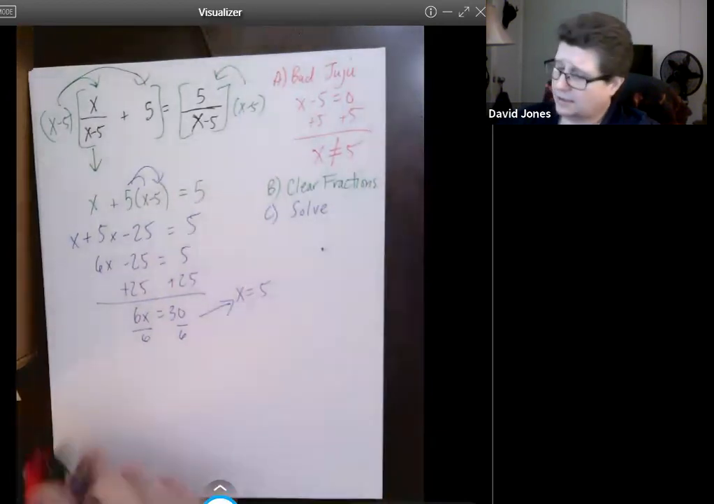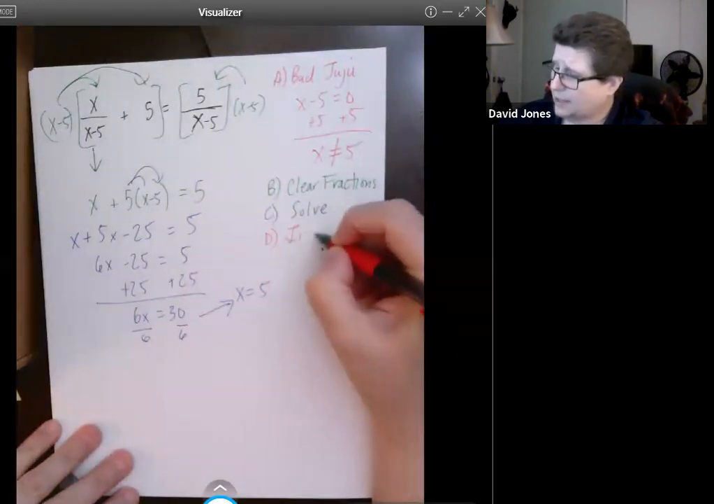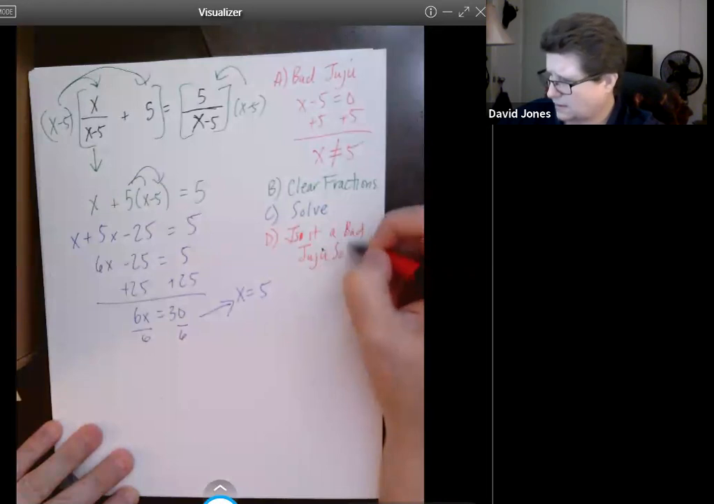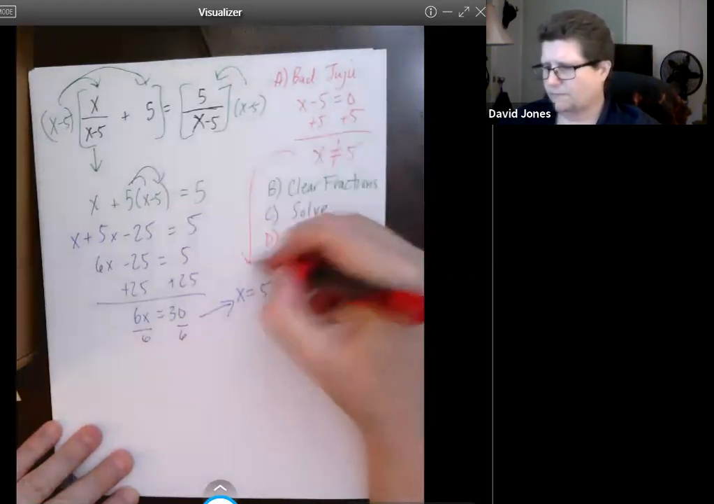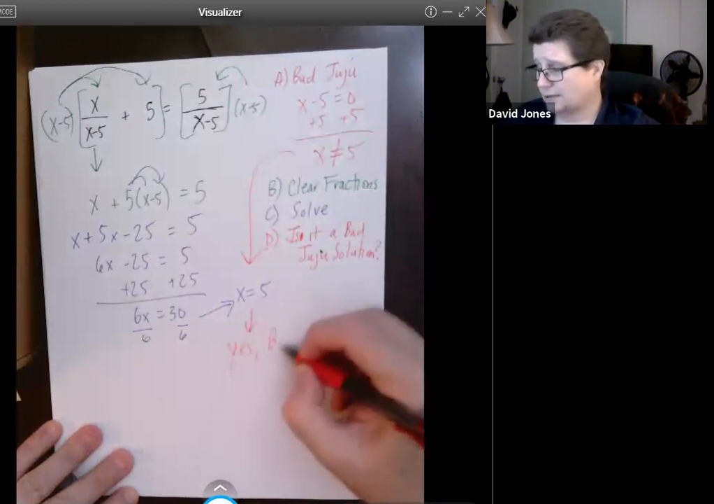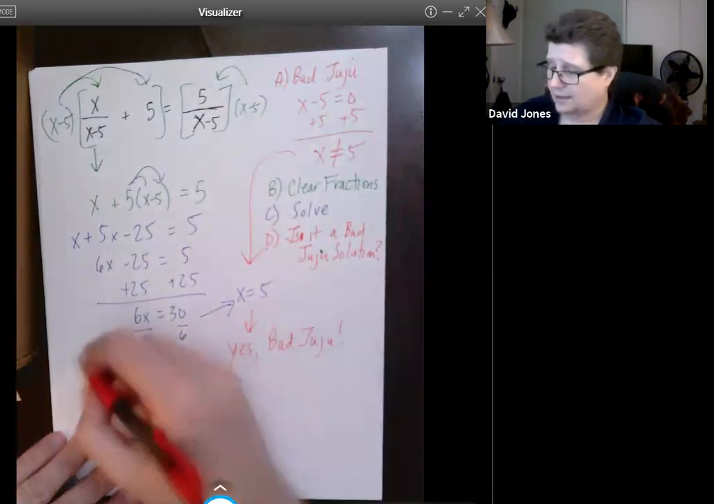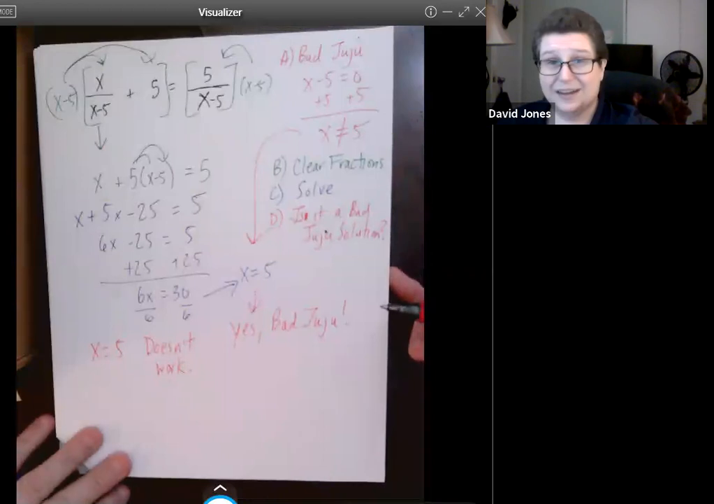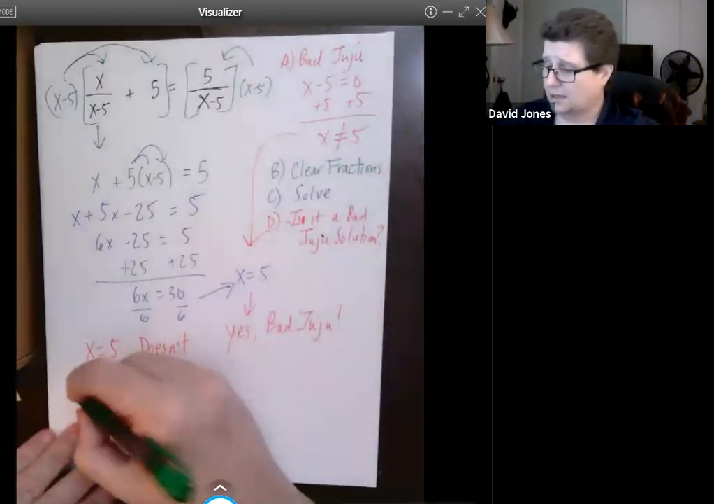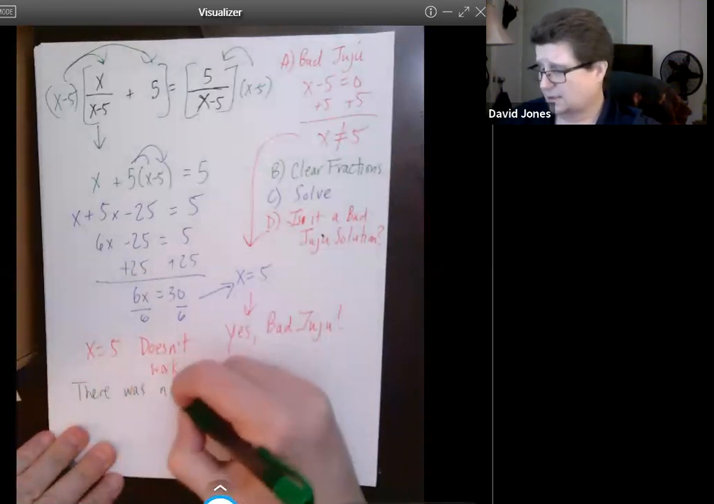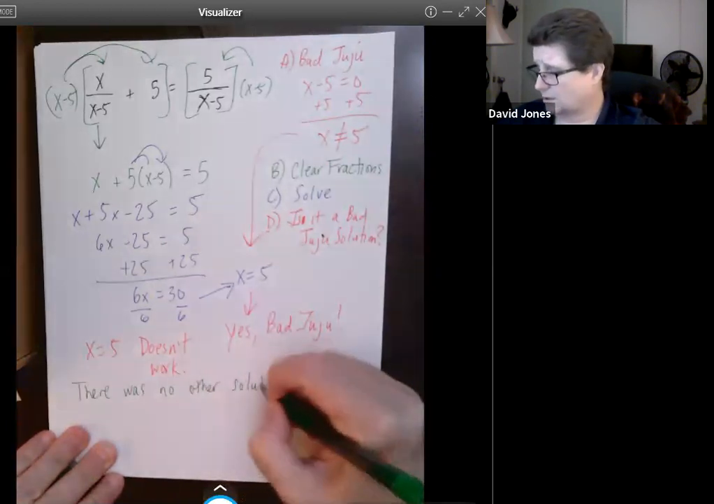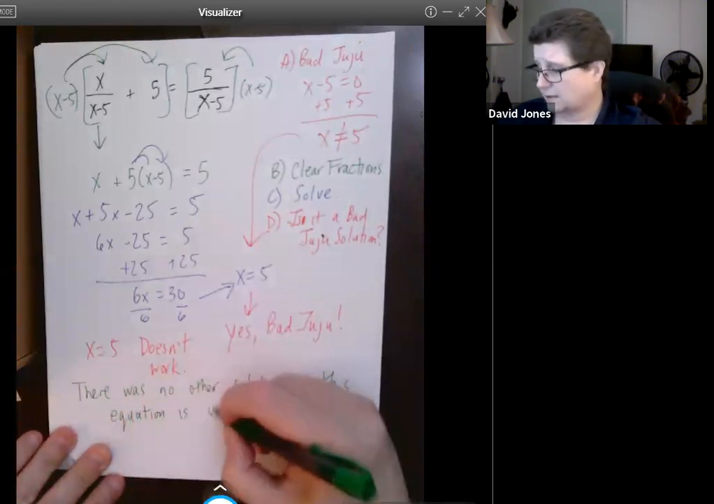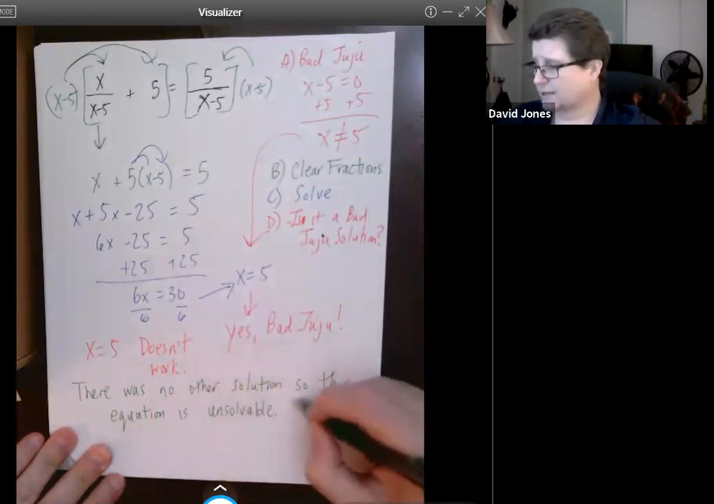Now, D. Is it bad juju? Is it a bad juju solution? Yes, bad juju. So we eliminate it. x equals 5 does not work. And we didn't have any other solution. There was no other solution. So this equation is unsolvable. There is no solution.